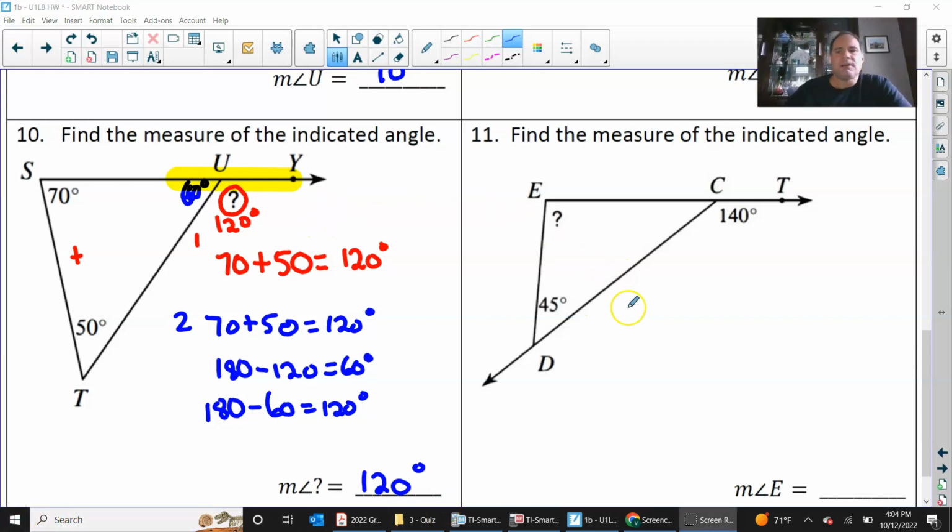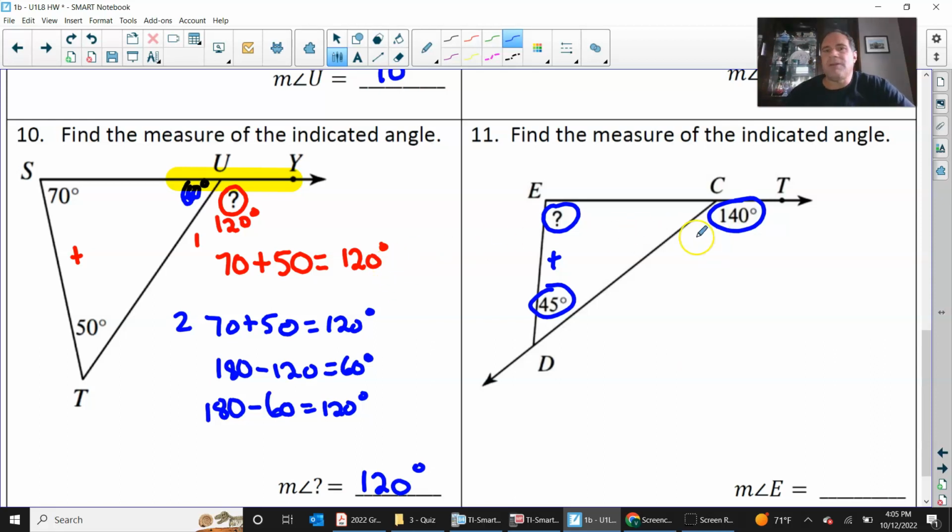So one more question left on the homework, and then it is finished. Again, here's the external angle, the angle on the outside. Here's an interior angle, the angle on the inside. They give you a non-adjacent angle right here. This interior angle plus this interior angle equals the 140, the exterior angle. The two non-adjacent interior angles, if you add them up, will equal the exterior angle.